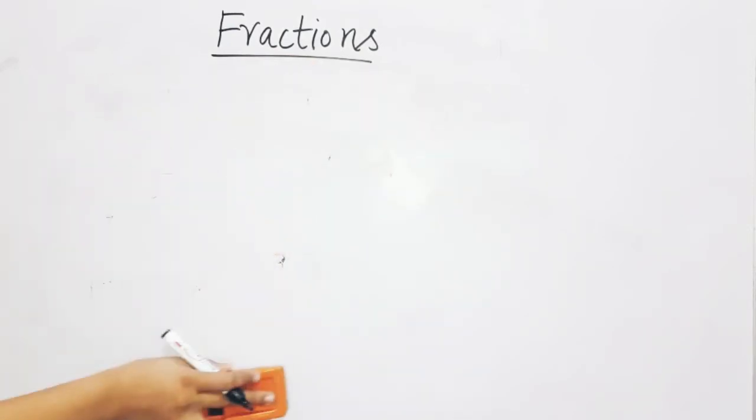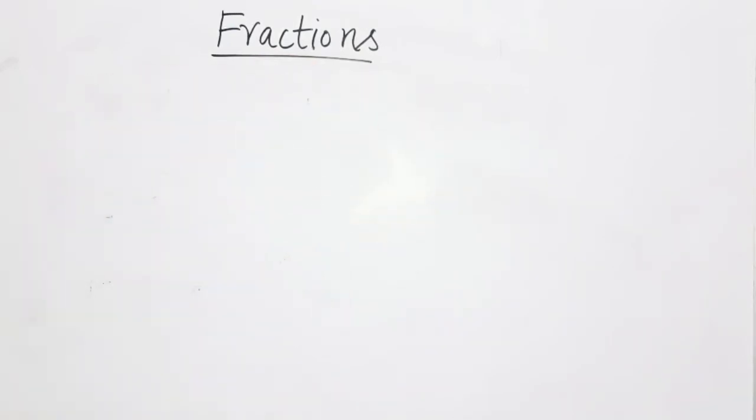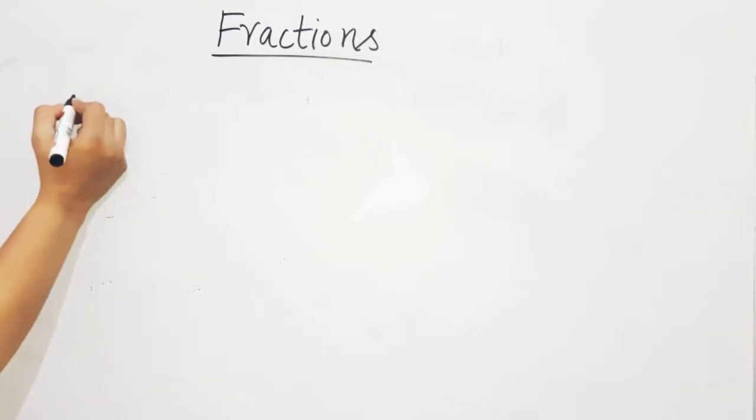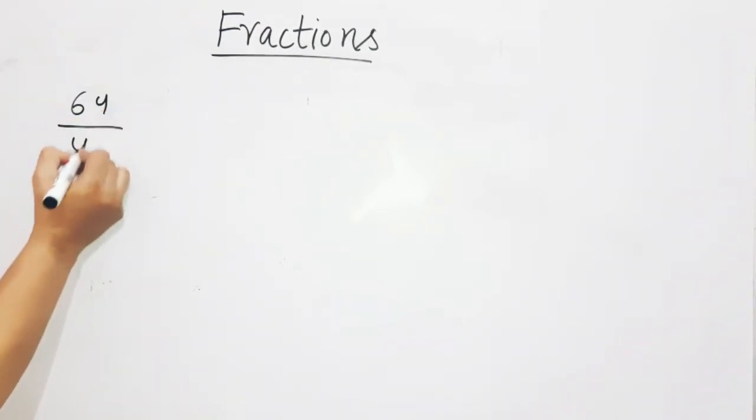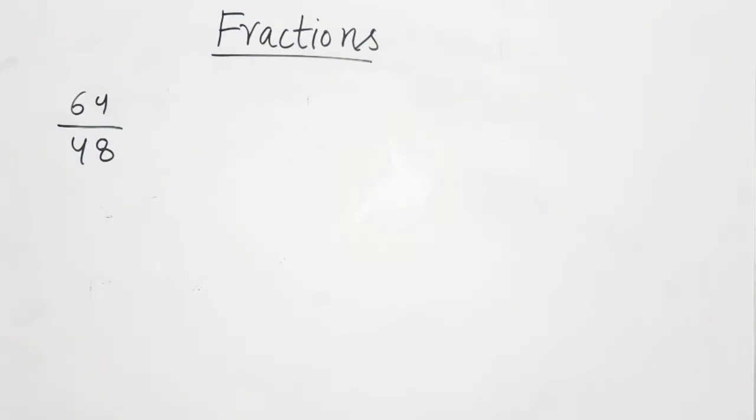So for that I will be taking an example. 64/48, right? What we have to do? We have to reduce this to its standard form or the simplest form. To bring a fraction to its simplest form, divide both the numerator and the denominator by the highest common factor of those two numbers. That means आपको क्या करना है? You have to find out the HCF of numerator and denominator, highest common factor.